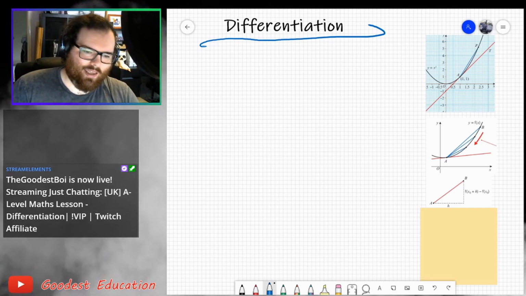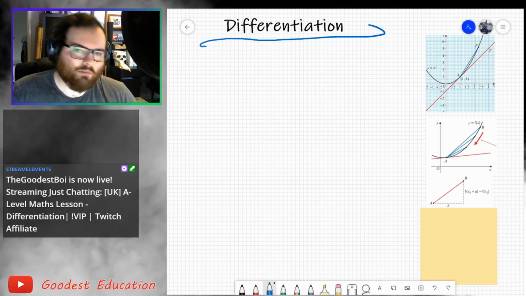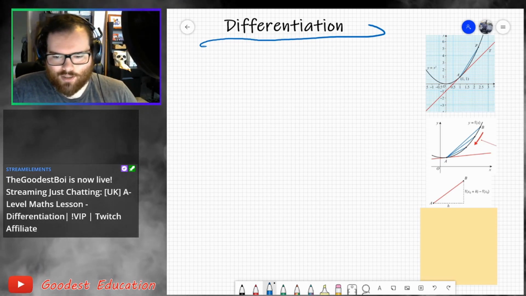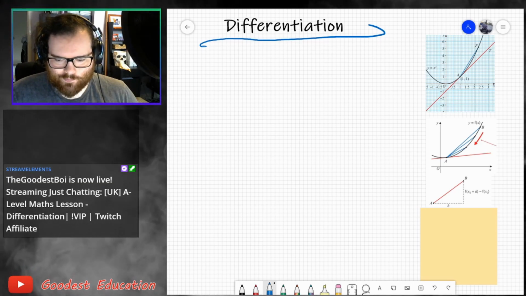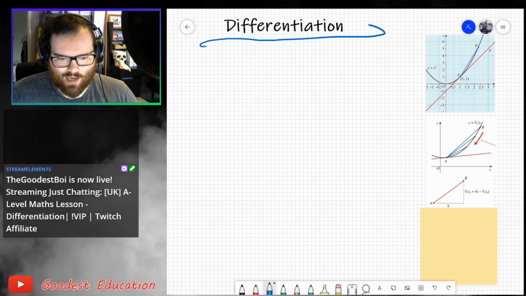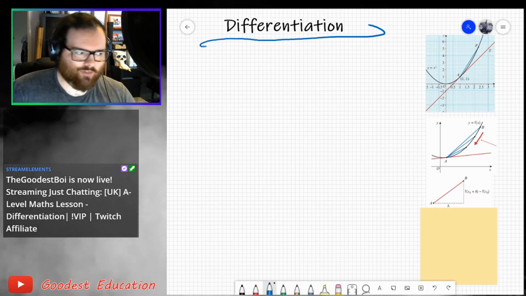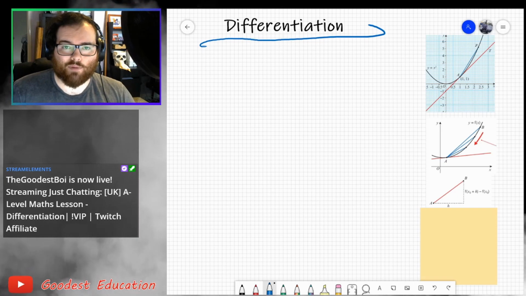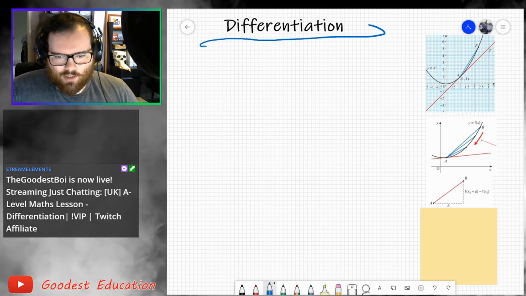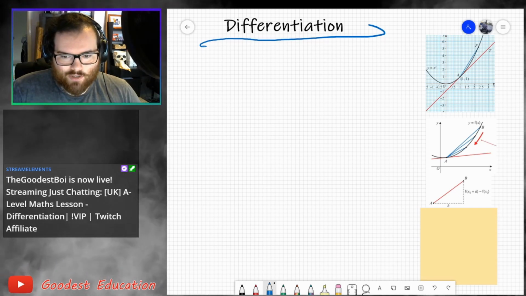Because A, it takes a long time. B, it's probably not very accurate. It depends on how well you can draw a line, which sometimes isn't great. So instead, we want to try and find an algebraic function that describes the gradient of this curve, so we can use algebra to find the exact value at any point.